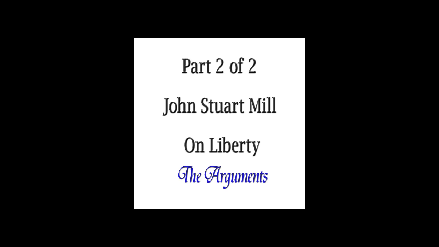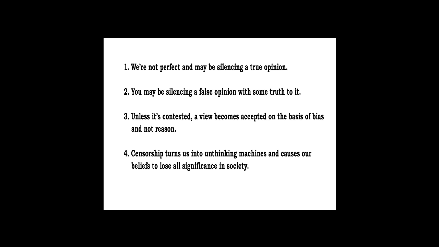Part 2 of John Stuart Mill's On Liberty: his four primary arguments against censorship, and the interrelations between those arguments and his general views on intellectual liberty. His first argument can be summarized as follows.